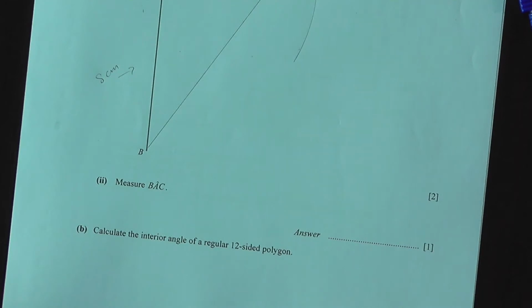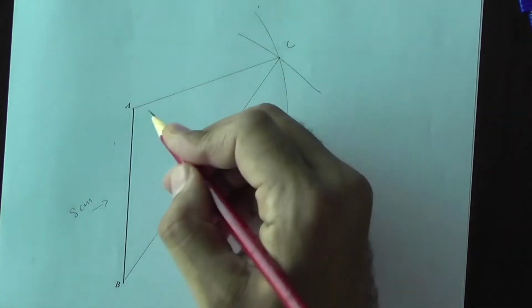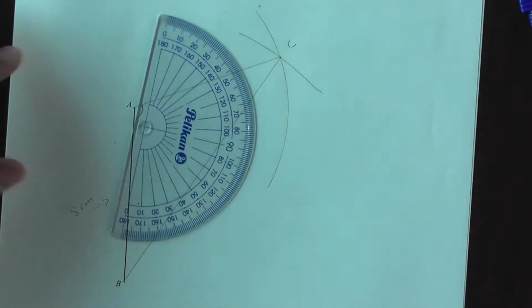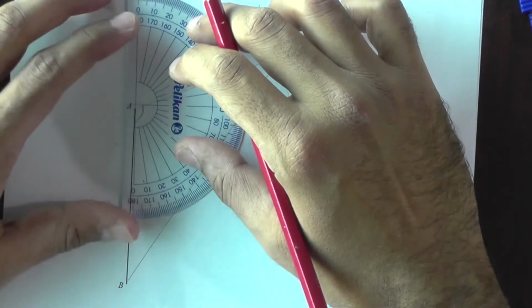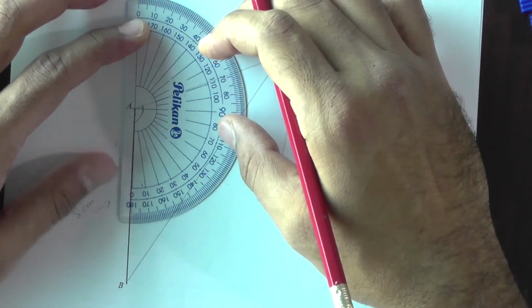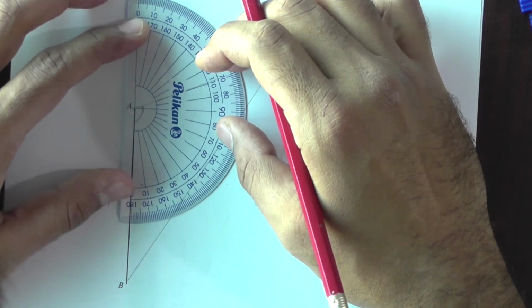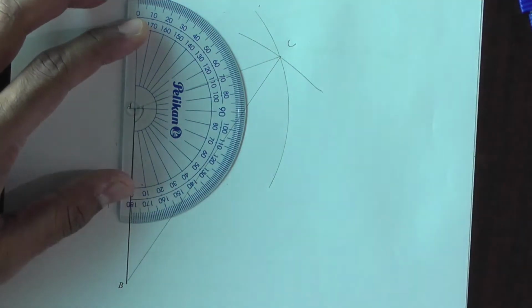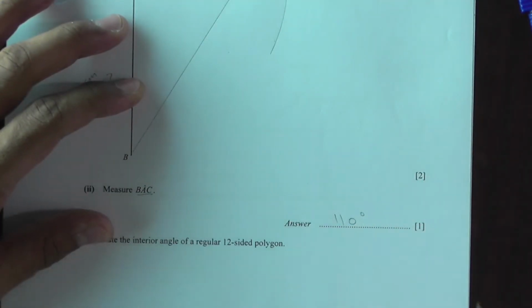The next part says measure angle BAC right here. So we have to measure this angle right here. How do we measure that? We take our protractor, we put it over here, and we look at it. The angle that comes out is going to be roughly about 110 degrees. So we write our answer over here. This is going to be 110 degrees.